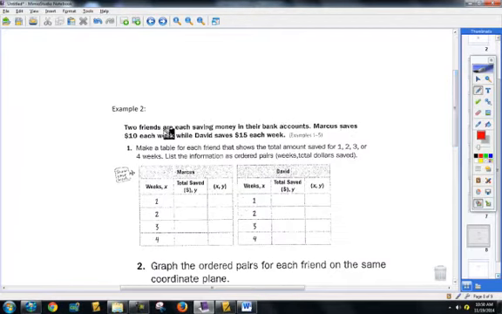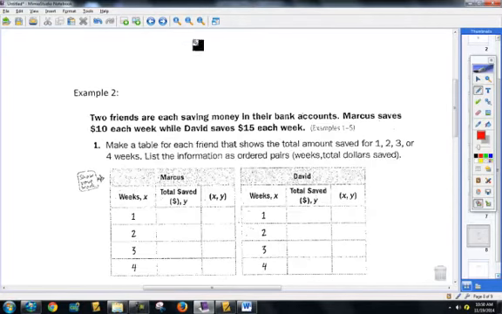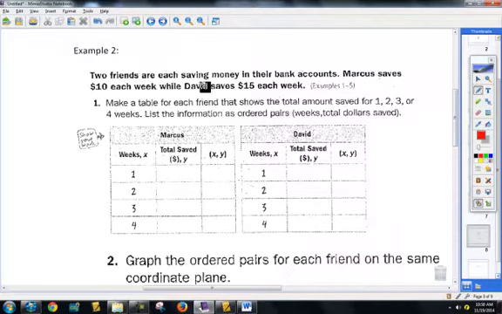All right. 2 friends are saving. Let me zoom in a little bit so you guys can see it a little better. 2 friends are each saving money in their bank accounts. Marcus saves $10 each week, while David is going to save $15 each week. So we're going to have 2 tables here, because we're going to be graphing them both, and then you'll see what we'll do with that in a minute. Your week is obviously your X, because that's given away, since we're doing this for 4 weeks, as it says there.